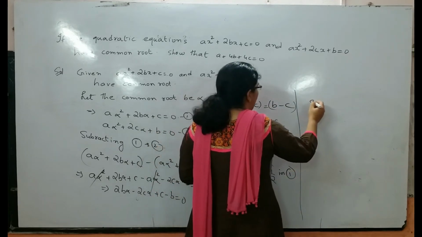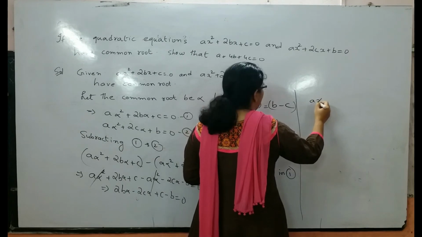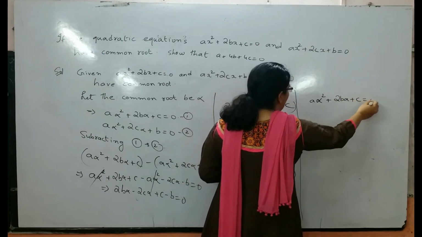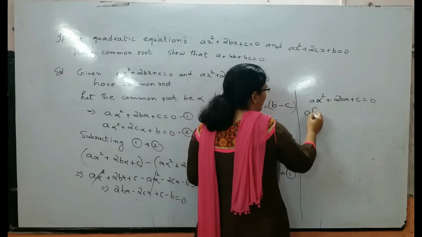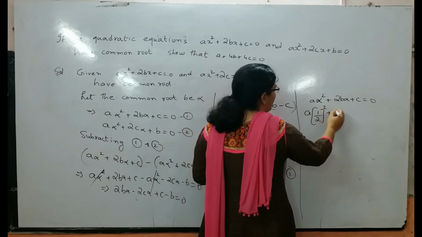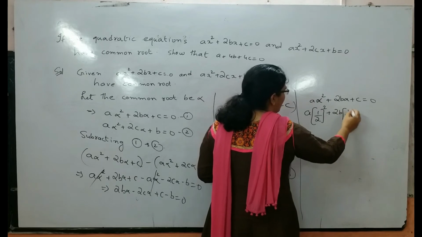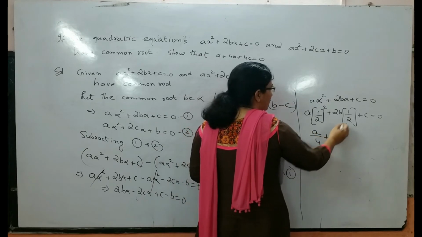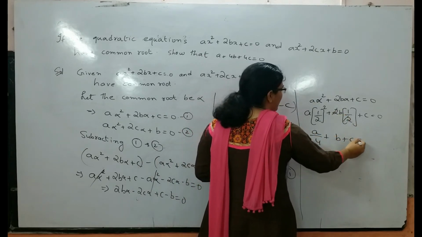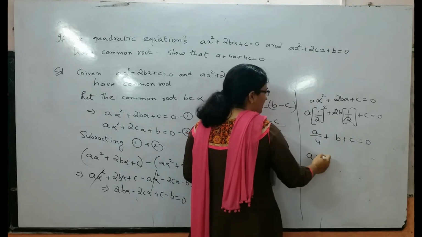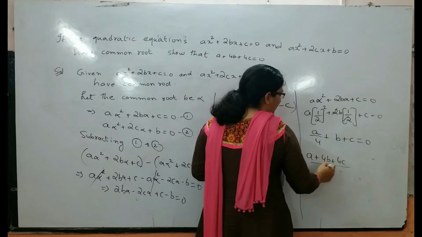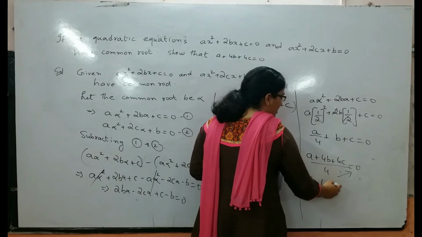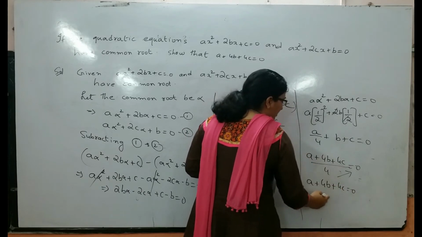You have alpha square plus 2b alpha plus c is equal to 0. a into (1 by 2) whole square plus 2b into 1 by 2 plus c is equal to 0. This is a by 4 plus b plus c is equal to 0. Take LCM. You have (a plus 4b plus 4c) by 4 is equal to 0. Take 4 up. You get a plus 4b plus 4c is equal to 0. Hence proved.